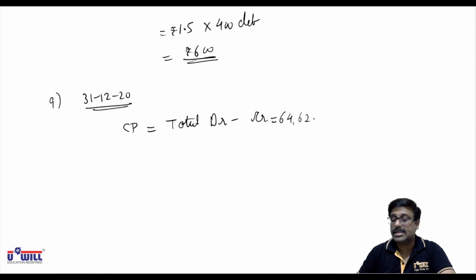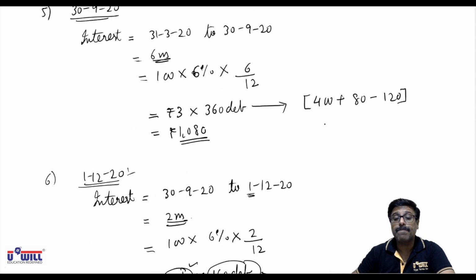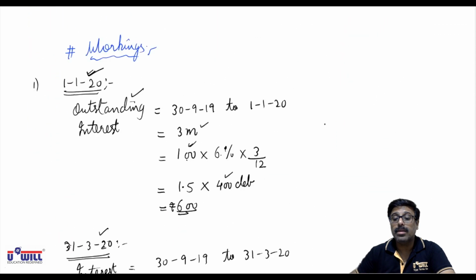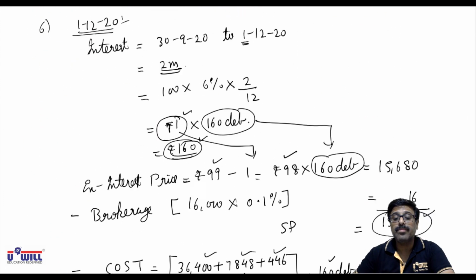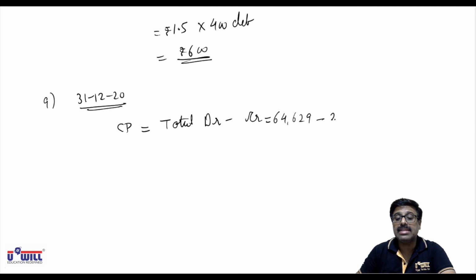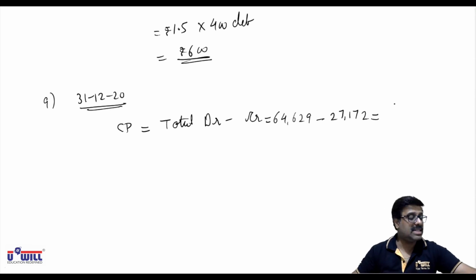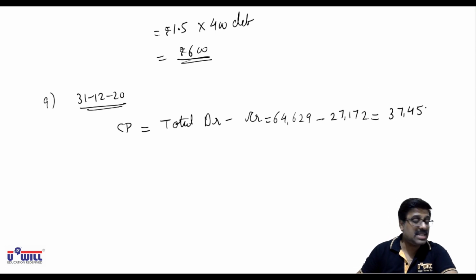minus credit side, 11508 plus 15664. Total of credit side is 27172. Do it everyone. 64629 minus 27172, that is 37457. What is the cost of investments left out with us? 37457. Always, how will you find this cost of investment? Total of debit cost column minus total of credit cost column.